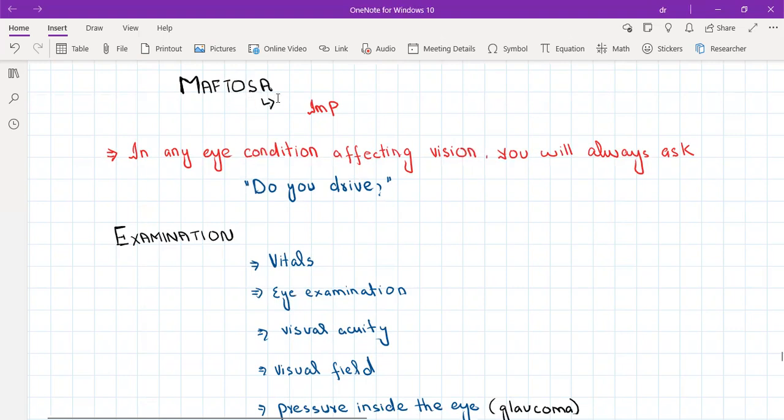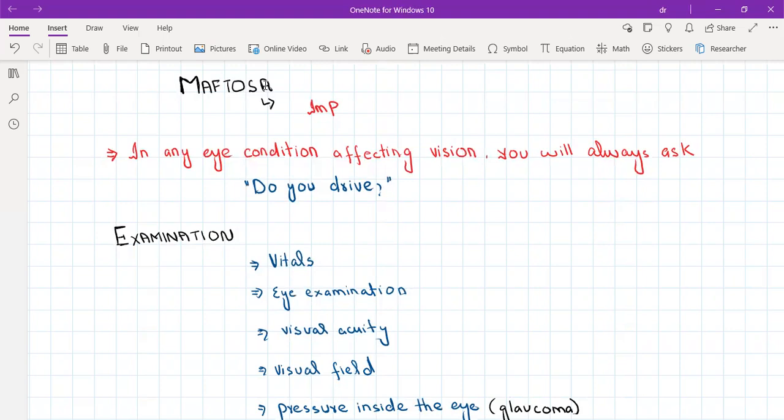Okay. Also, the psychosocial history is important. It's really important. You should ascertain what is the impact that this condition is having on the person's life. Okay, is he able to do his daily activities? Is he living alone or does he have any help? Okay, how is it affecting his job? So psychosocial history is very important in eye cases.